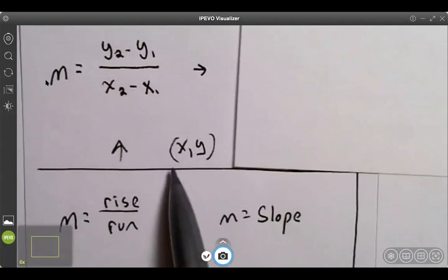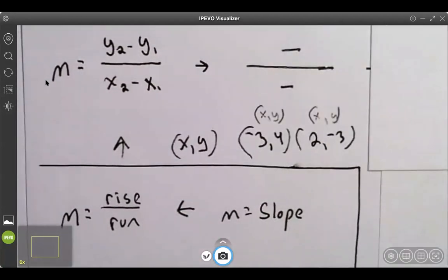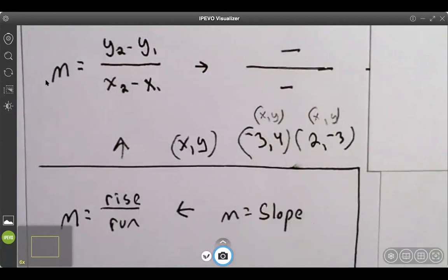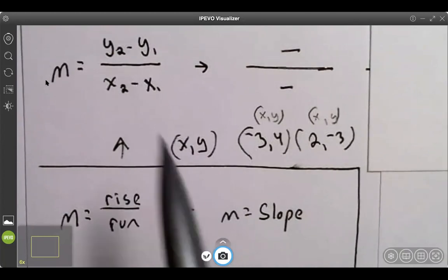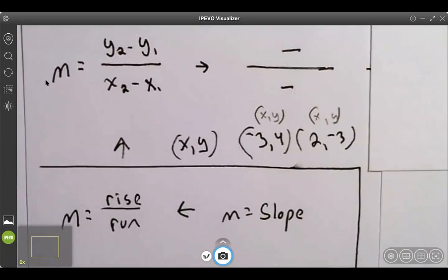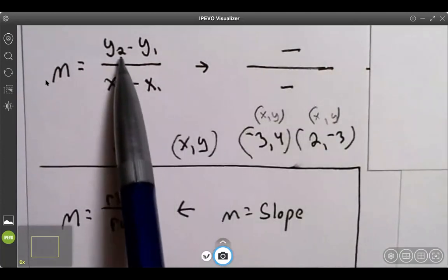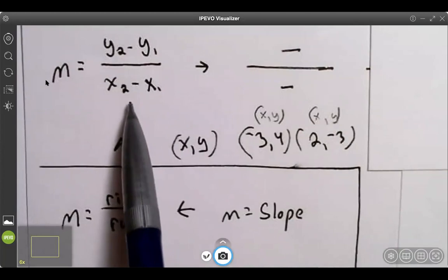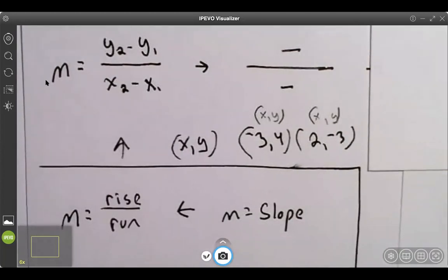Remember, all coordinates are written x, y. So if I had these two coordinates, -3, 4 is one coordinate, 2, -3 is the other coordinate. If I put a dot on the coordinate plane for those two coordinates, and I counted rise over run, I could find the slope. But without putting them on a coordinate plane, we can also find the slope by using this formula, the difference in your y values over the difference in your x values. Your y's have to go on top, and your x's have to go on bottom, because your y-axis rises up and down, and your x-axis runs left and right.